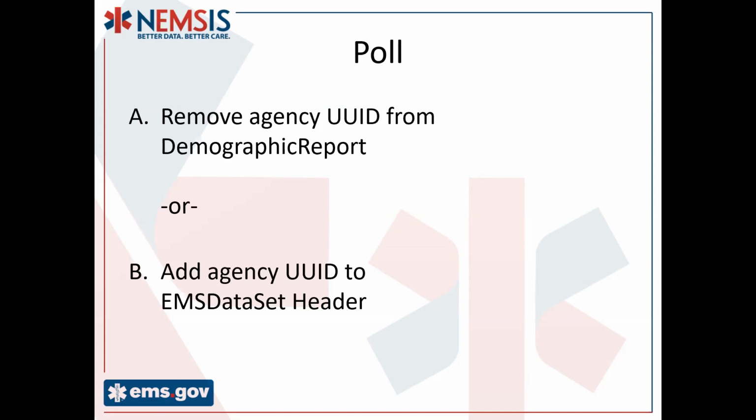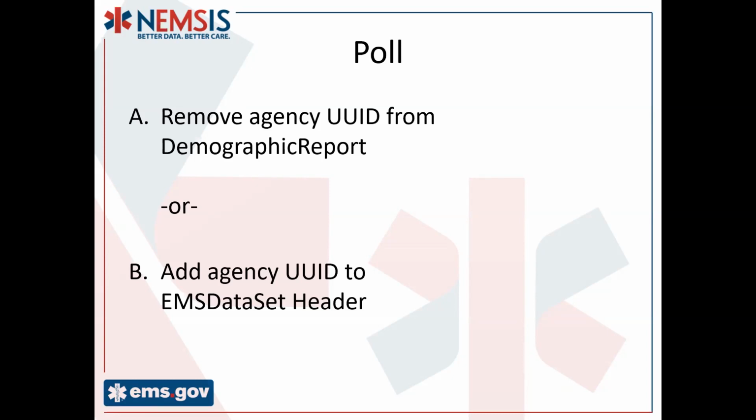We use it to identify that agency over time. And since we're going to use it to identify that agency, we add it to the EMS dataset header, which was not present in the candidate release. We use that UUID in the EMS dataset header as a unique identifier for matching up a patient care report to the agency it belongs to in a state system.